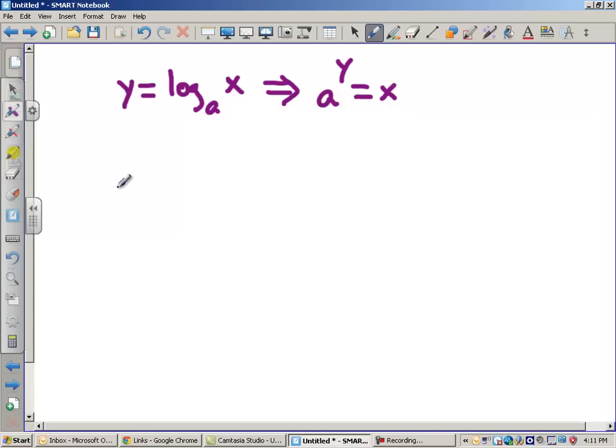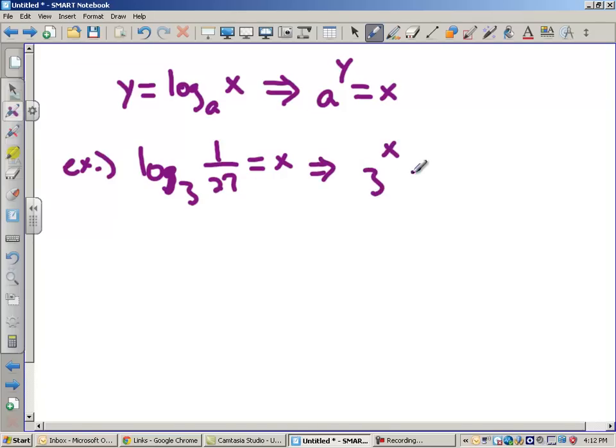Let's start with an example. Let's say I wanted to find the log base 3 of 1/27th. We want to find out what the log base 3 of 1/27th is. It's equal to, let's just call it x. So I'm going to convert this into an exponential statement to see if I can figure it out. So this means that 3 to the x power is equal to 1/27.